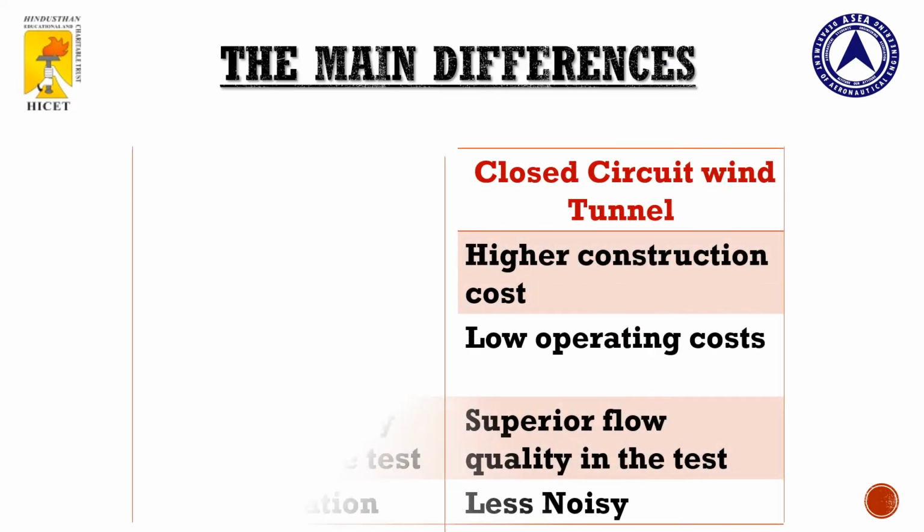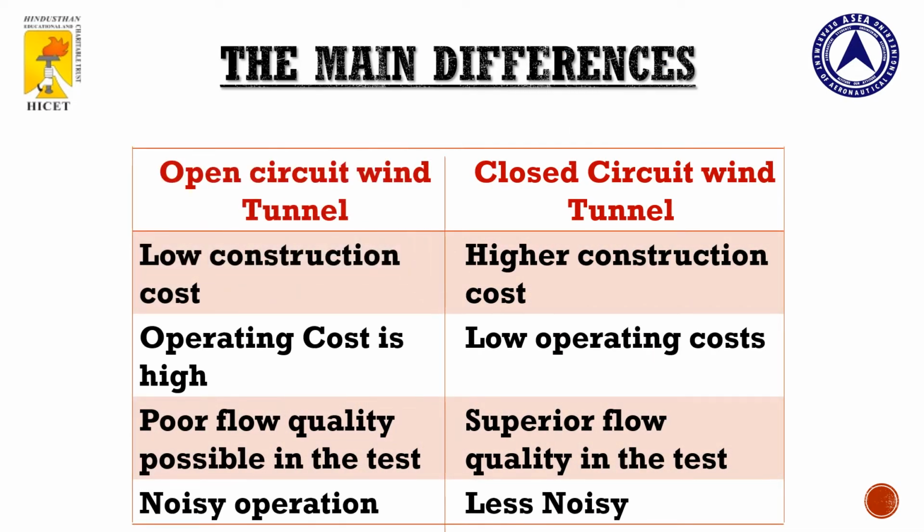The main difference between open circuit wind tunnel and closed circuit wind tunnel is very important, because in small laboratories we were using the open circuit wind tunnel, but nowadays both large and small laboratories are mostly using closed circuit wind tunnel. Let's see why they are using closed circuit wind tunnel over open circuit wind tunnel. In open circuit wind tunnel, the construction cost is very low, but in closed circuit wind tunnel the construction cost is very high.